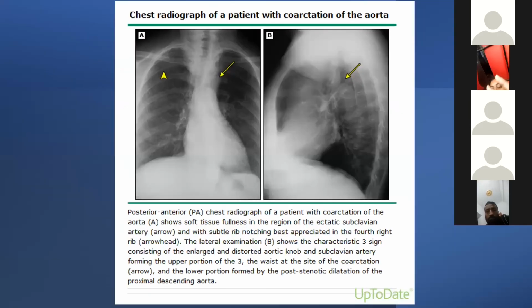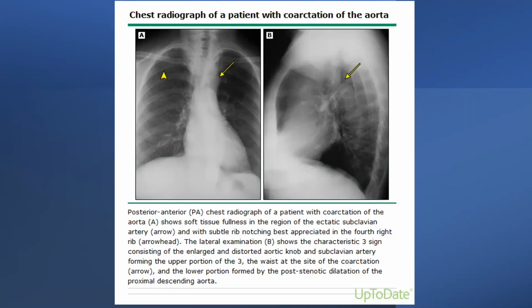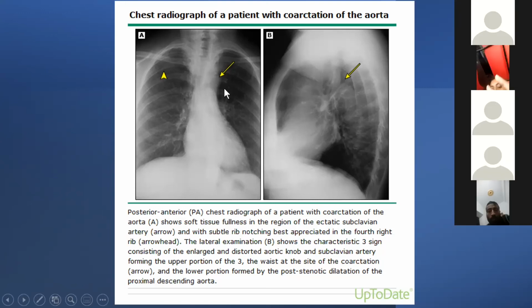What do you see on the chest radiograph of a patient with coarctation of aorta? You can see here the coarctation, the subclavian artery, which is seen here, which is ectatic. Okay, there is a rib notching that is seen here. And this is what we call the three sign, where there is like a waist of the aorta. The aorta is narrowed there and then it comes back to normal. That is called the three sign on a lateral X-ray. And this is the rib notching and this is the ectatic subclavian artery.